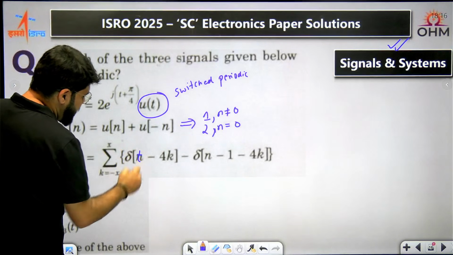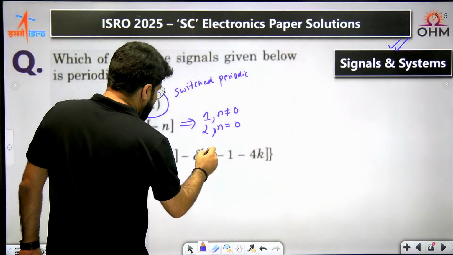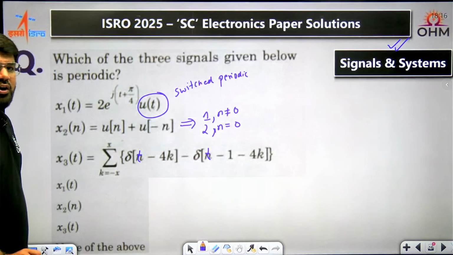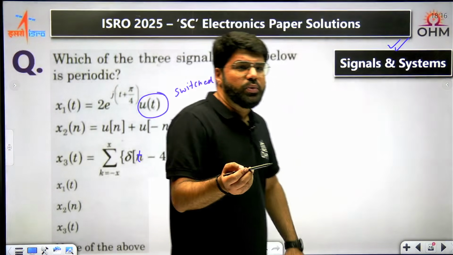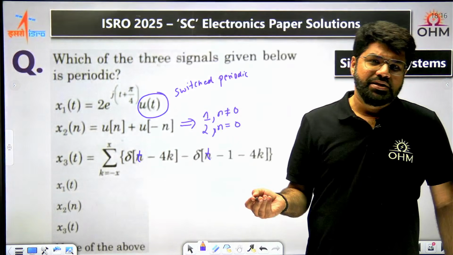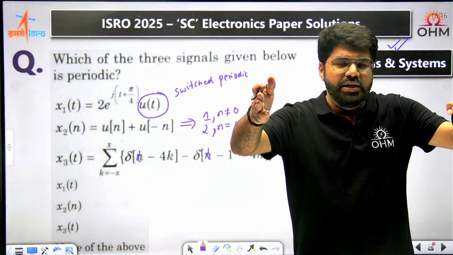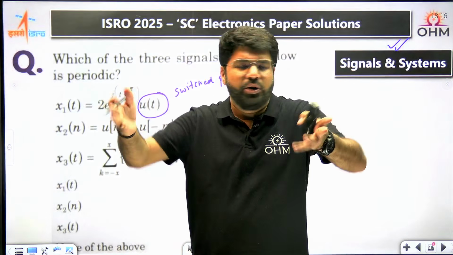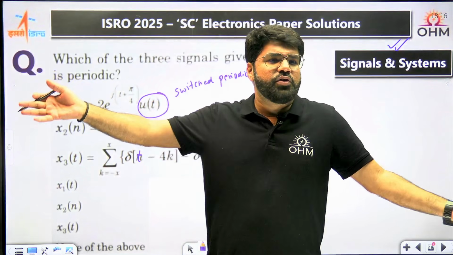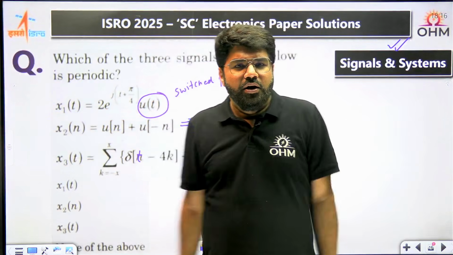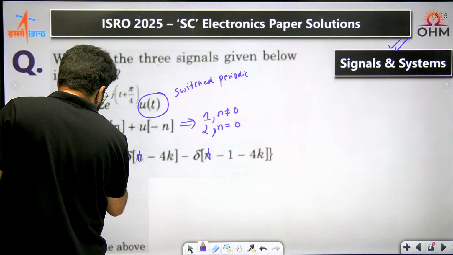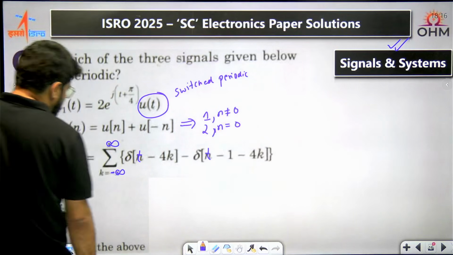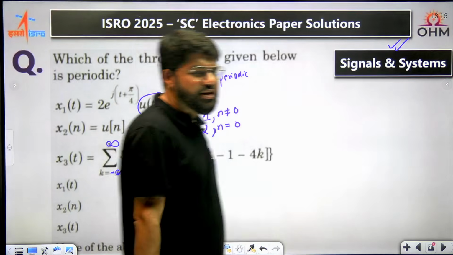It has to be δ(t - 4k) - δ(t - 1 - 4k). And also there is one more correction in the limit. If I assume the limit minus x to x, what is x, not mentioned? There may be a signal only in this window based on the limit x. If it is only in this window, it cannot be periodic. Periodic means minus infinity to infinity. But the intent of the question is k equal to minus infinite to plus infinite.